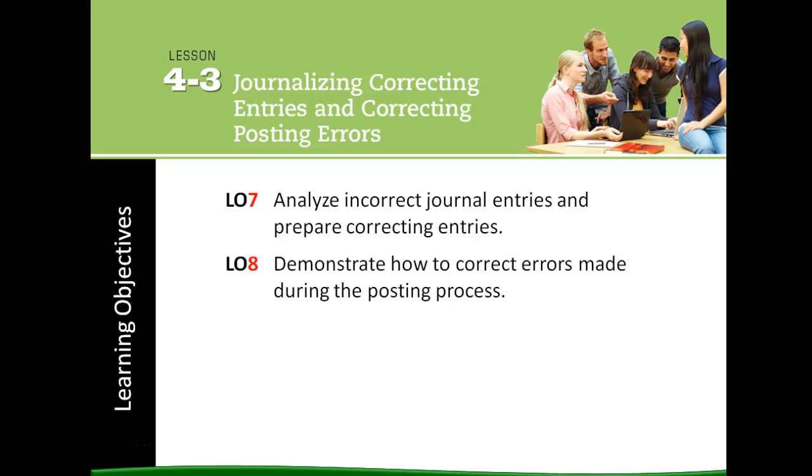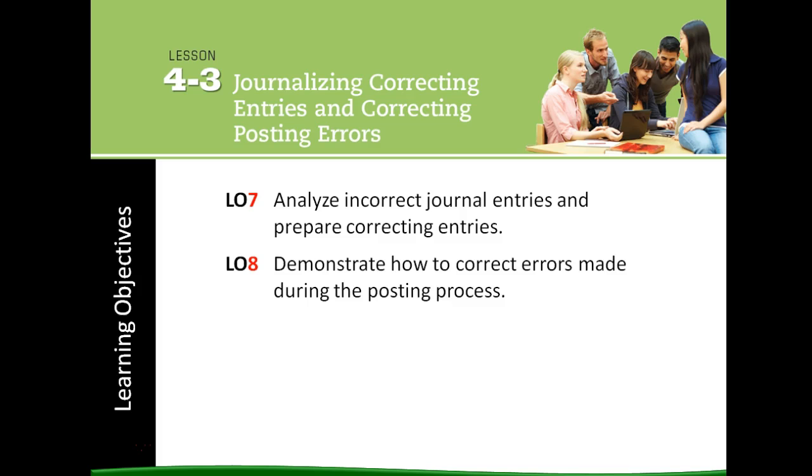This is our work in Chapter 4. And remember, Chapter 4 is all about posting to a general ledger. We are all the way up to Lesson 3 in Chapter 4, journalizing, correcting entries, and correcting posting errors. So up until now, everything that we have done in terms of taking information from our general journal and putting it in our general ledger accounts, we've done correctly, which is great.